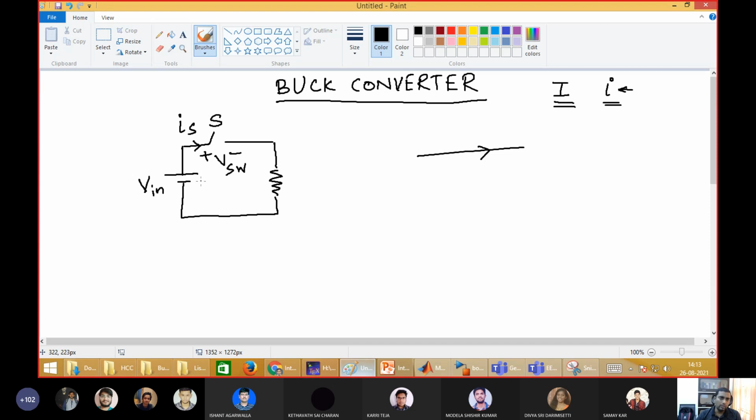So your immediate question will be, sir, this circuit is a DC circuit. Why are we representing it as iS? Even if it is a DC circuit, there will be some transient, there will be some variations, there will be some ripple in that current and in the voltage that we'll see here. And then we are taking this current as output current, and this is the output voltage.